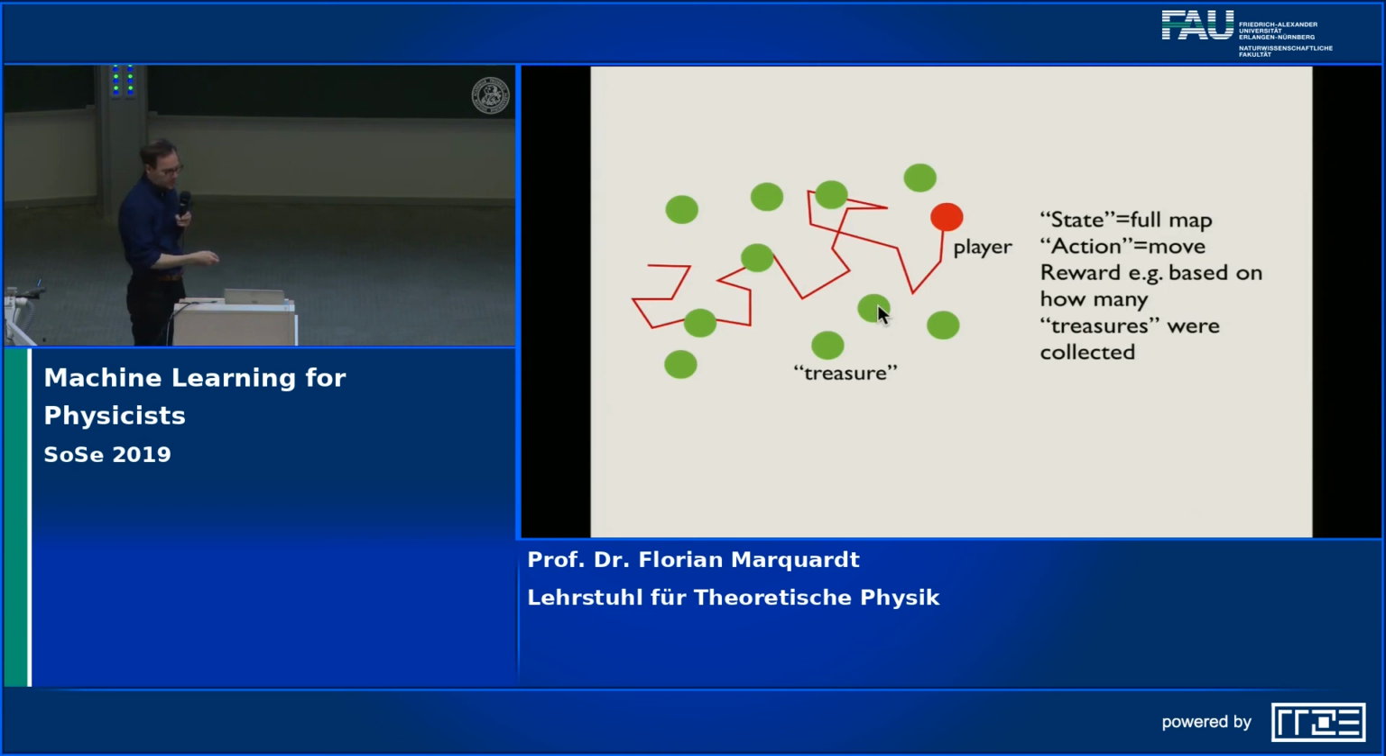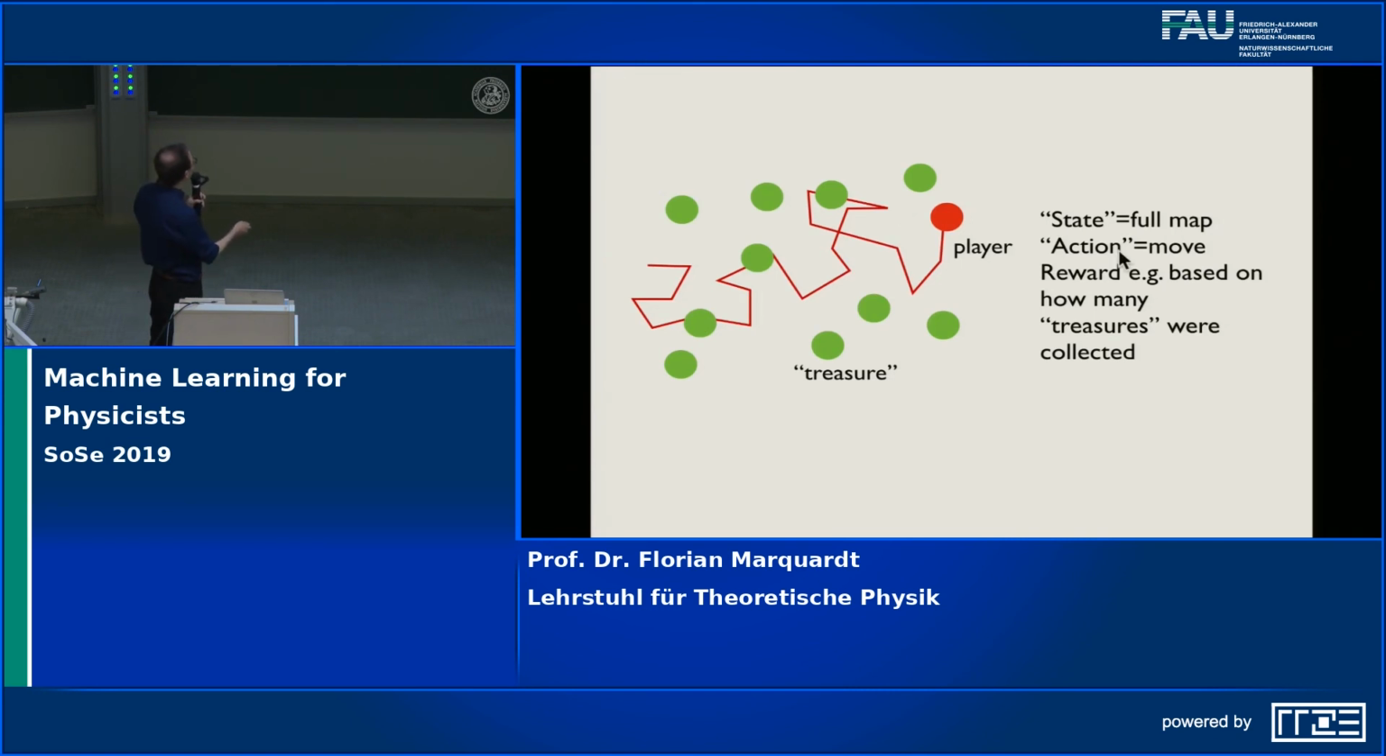For example, you could say the state that you observe is the full map. So at each point in time, the player can observe this full map of green and red dots, so to speak. It could also be that the player only knows about its x and y coordinate and doesn't even observe where the boxes are, where these treasures are. So there are even different scenarios now for what is the state that the player has access to, what it can observe.